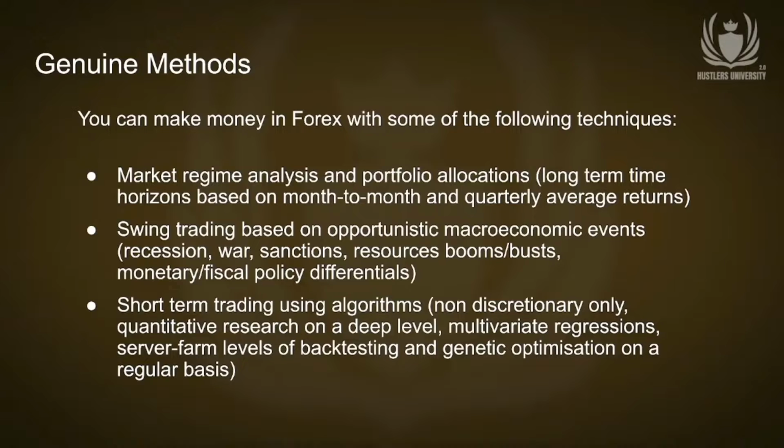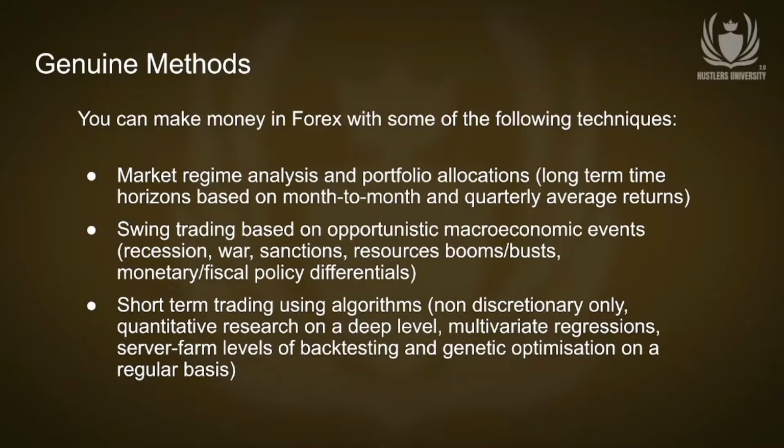So you can do swing trading based on opportunistic macroeconomic events. So we can look at news kind of stuff like recessions, war, sanctions, resource boom and busts, and monetary and fiscal policy differentials. That one needs to be front run a bit. That one involves a fair bit of data. The resource boom and busts, you can do that as well quantitatively. I would recommend doing all of this stuff quantitatively, use as much data as possible.